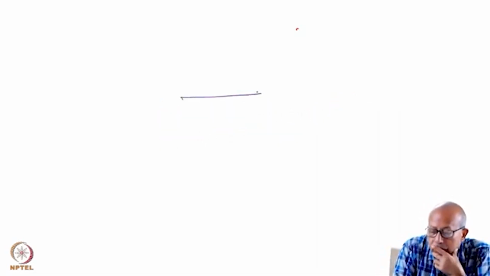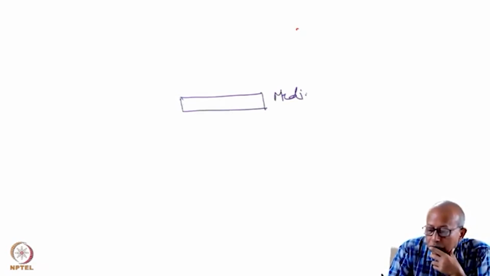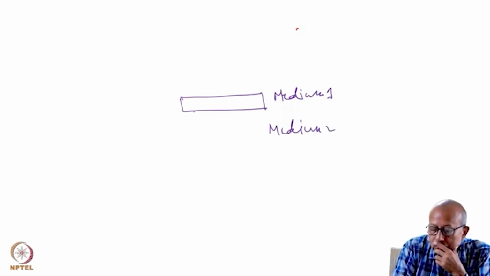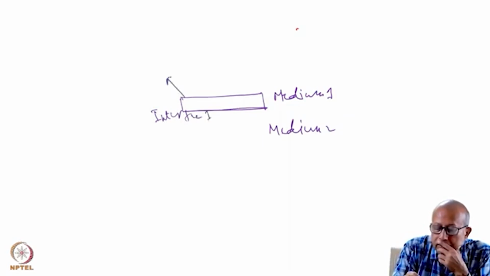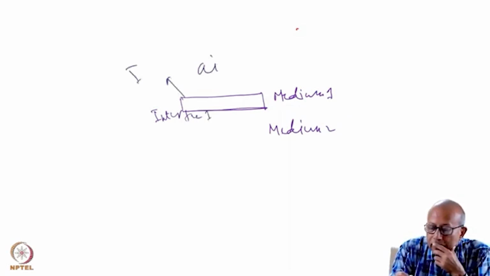You see, we know that suppose there is a medium which we call medium 1, there is another medium, and this is interface 1, and this is the second interface. This is again.